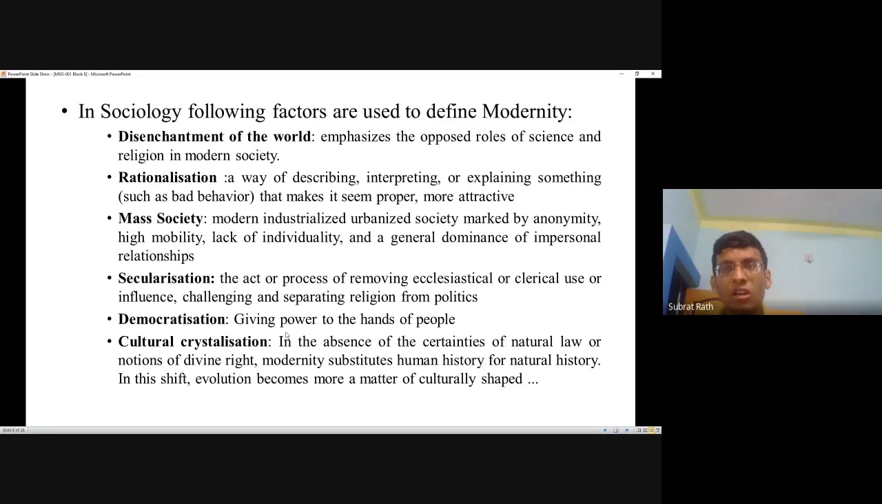Then comes cultural crystallization. It is a very new and interesting concept. What is cultural crystallization? Crystallization, that means mixing. In the absence of these certainties of natural law or notion of divine right, modernity substitutes human history for natural history. In this shift, evolution becomes more a matter of being culturally shaped.